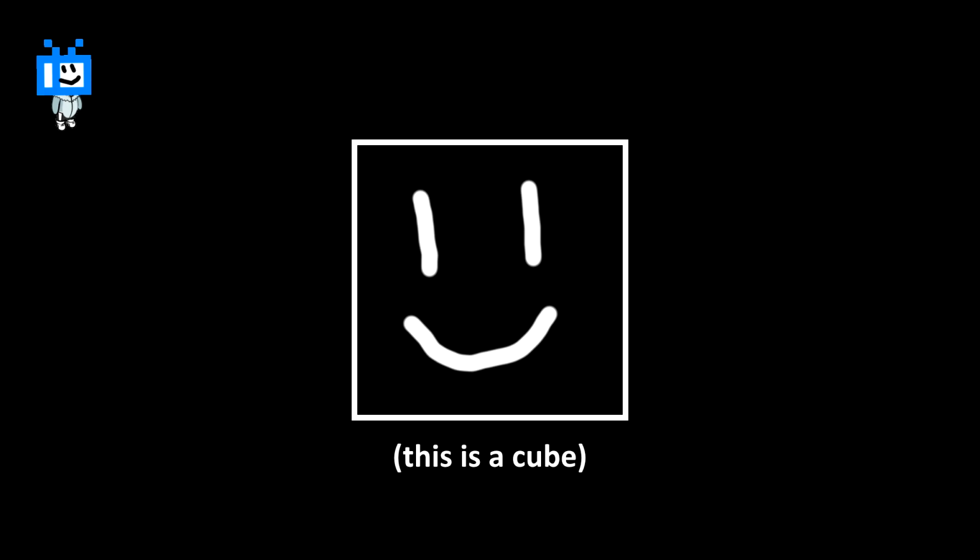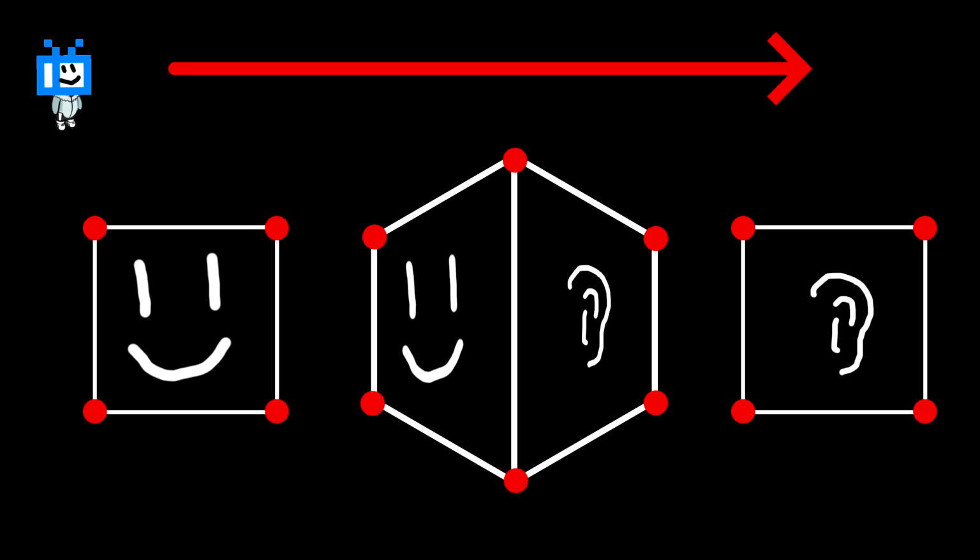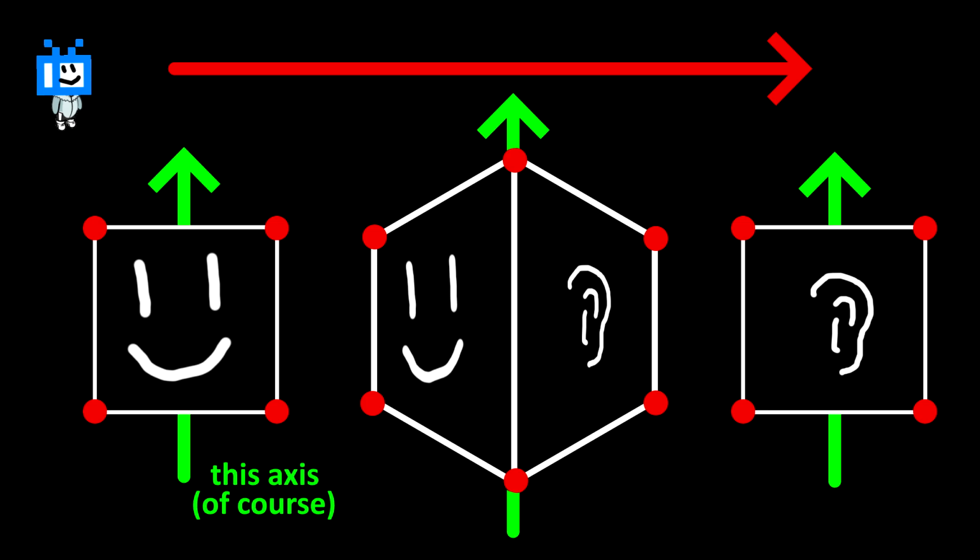First things first, let's begin with the corners. Look at the cube head on. We can see 4 corners, right? So how would they act if we rotated this cube on this axis, of course?